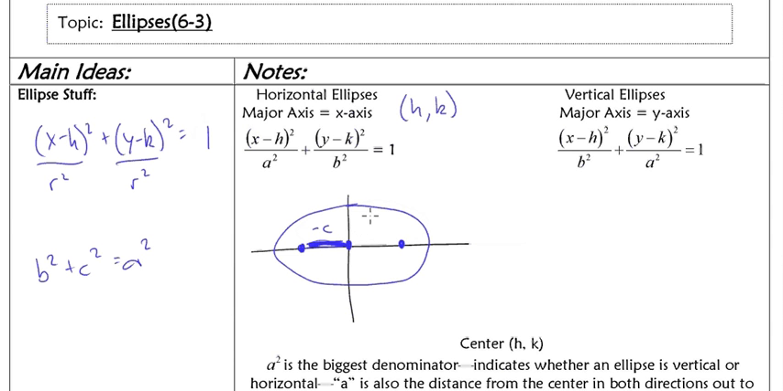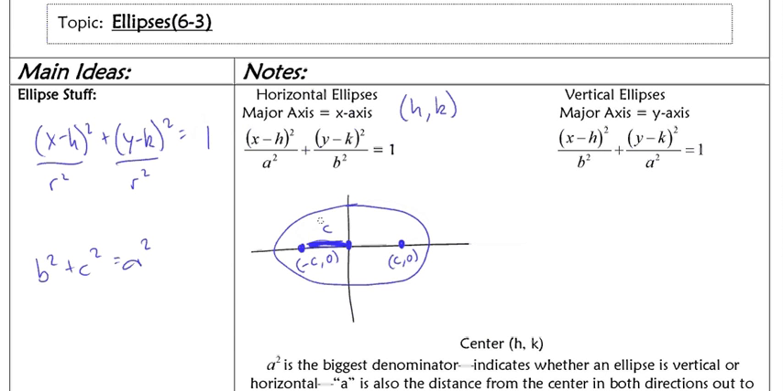And again, distance isn't negative, but if we were finding this coordinate, it would be negative c, comma 0. And this coordinate over here would be c, comma 0. So out c distance.